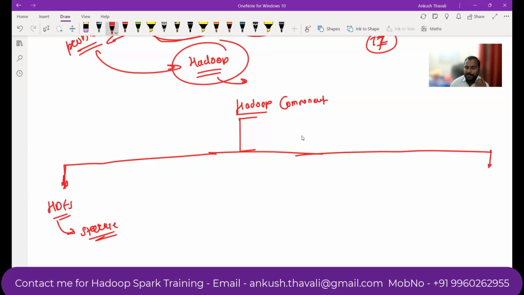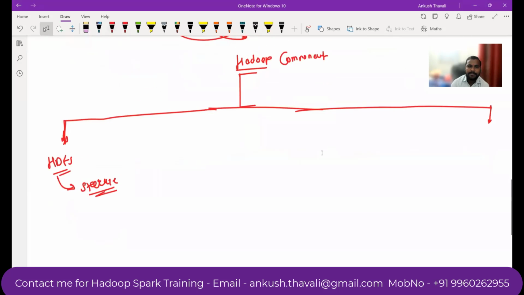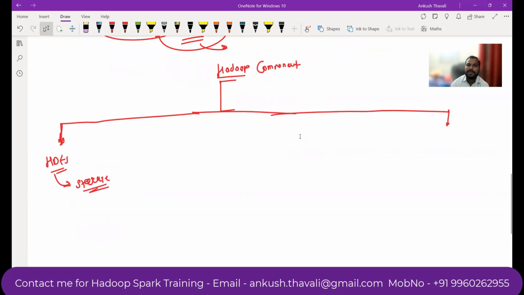The problem is, if I'm using a storage like my normal file system, like Windows or Linux, the block size is very small, maybe only 16 KB or 8 KB. It's very small in our normal file system.